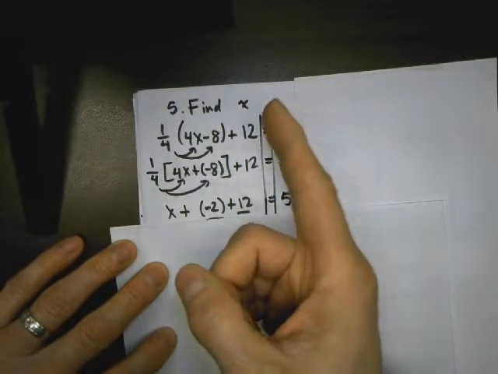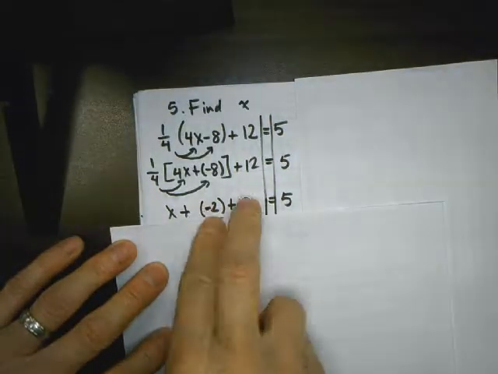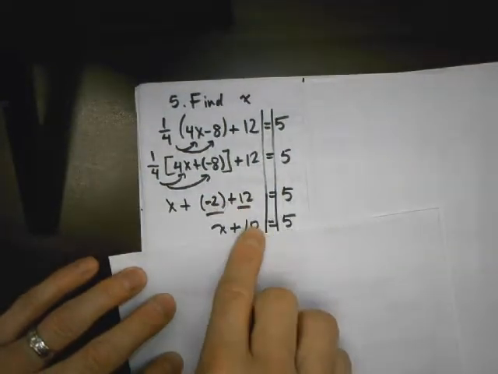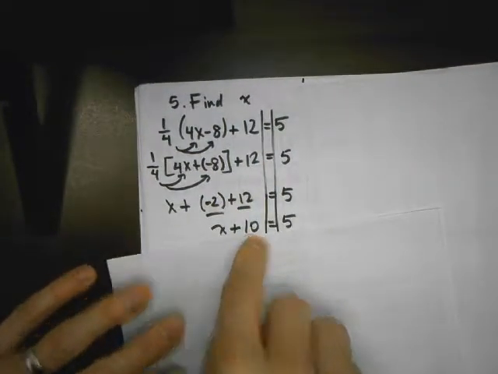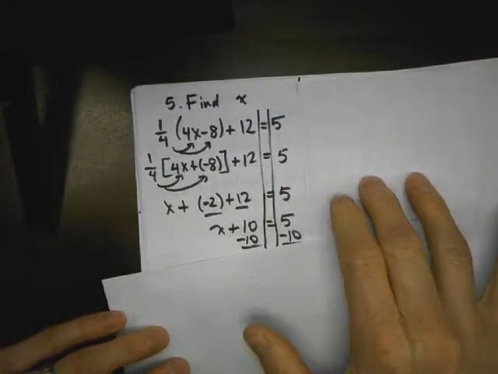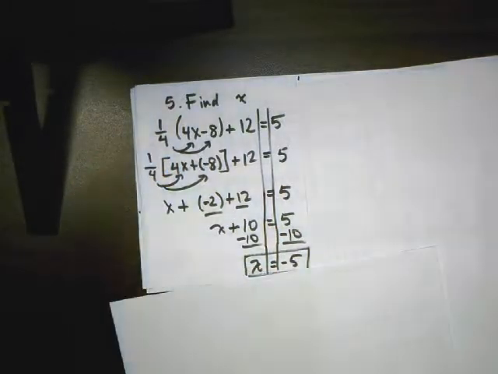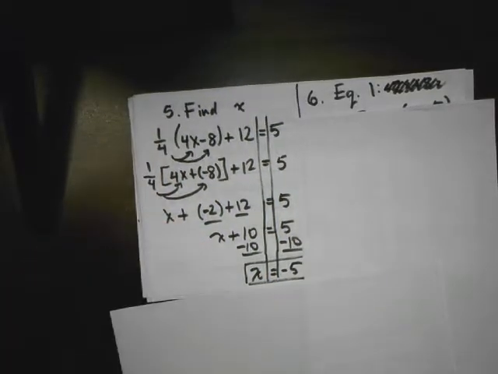Now I'm going to combine like terms. So again, these are opposite teams, so I subtract. There are more positives this time than negatives. That's why it's positive 10. Subtract 10 from both sides. We're doing inverse operations. And this time there's more negatives than positives. That's why it's negative. And my answer is x equals negative 5.